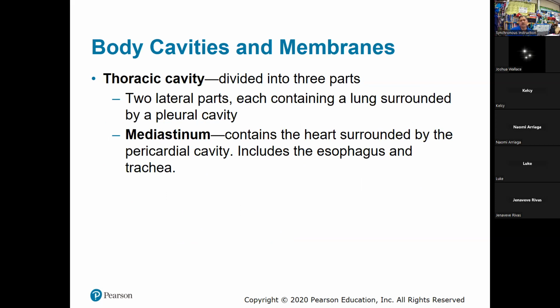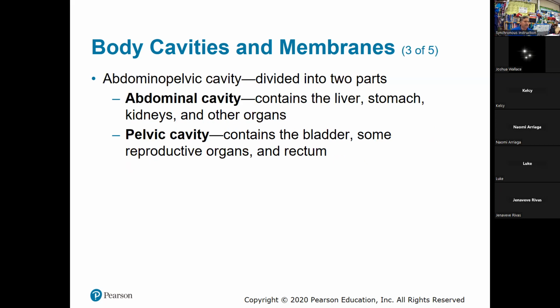All righty, so those are the different systems that are found in the body, but there are different cavities, and I need to mention those. There's the thoracic cavity. It says here it's divided up into 3 parts. 2 of them are the cavities where the lungs are. First bullet says 2 lateral parts, each containing a lung surrounded by a pleural cavity. And then we have the mediastinum, and that's the heart, and the pericardial cavity that has the heart, but it also includes the food tube, the esophagus, and the trachea, that's your breathing tube.